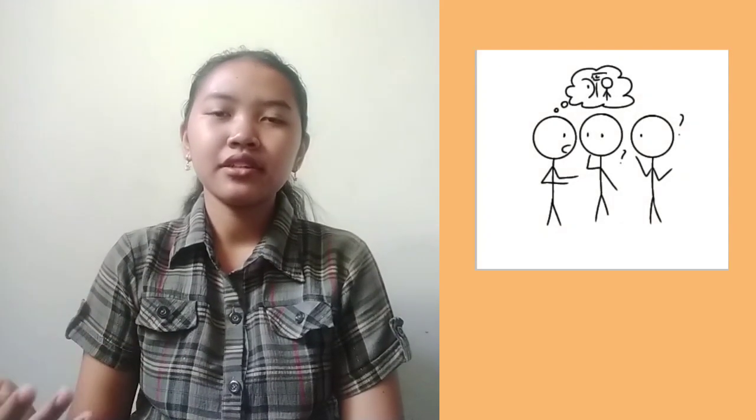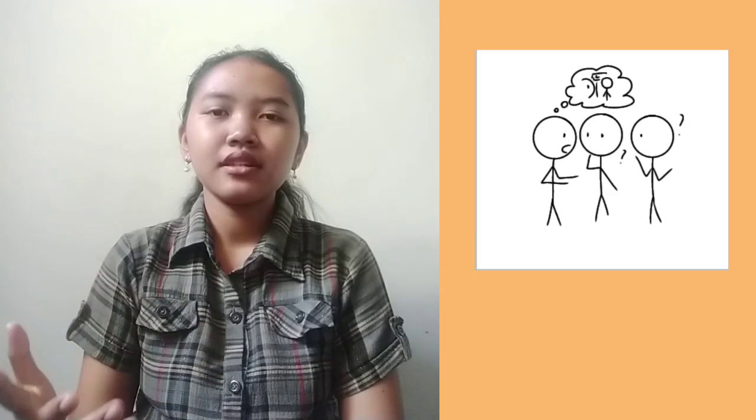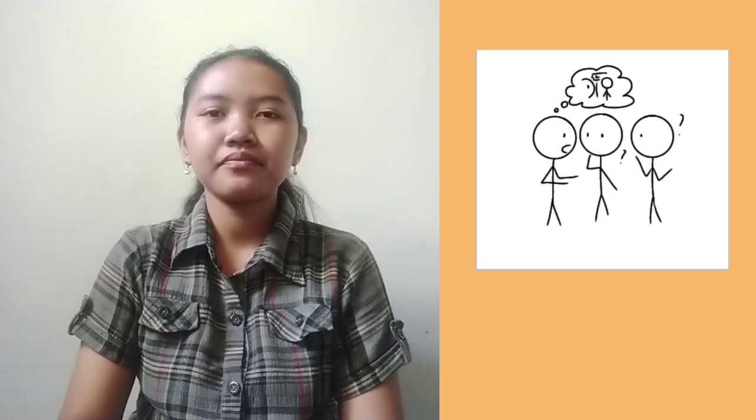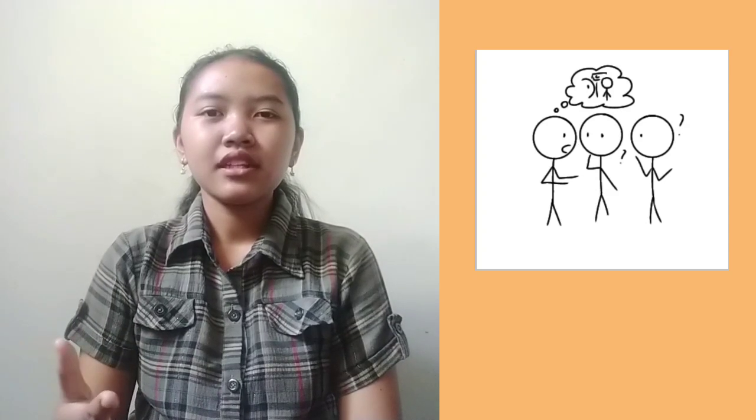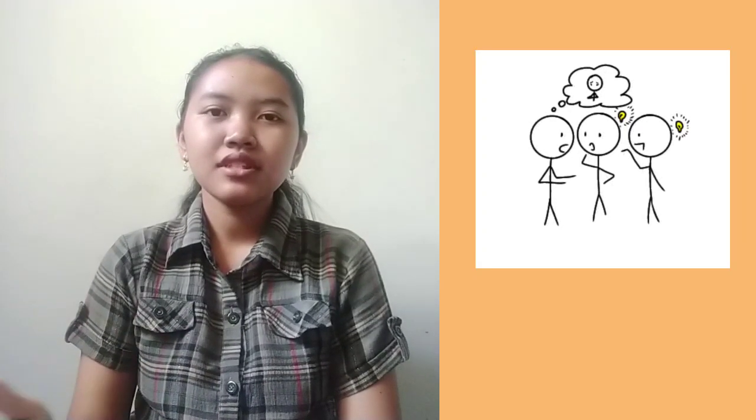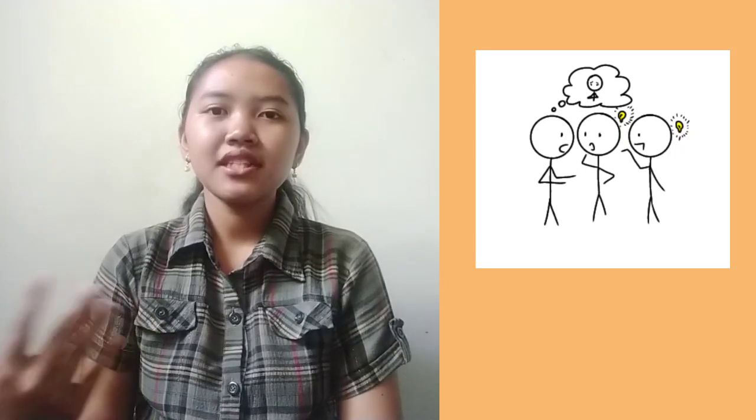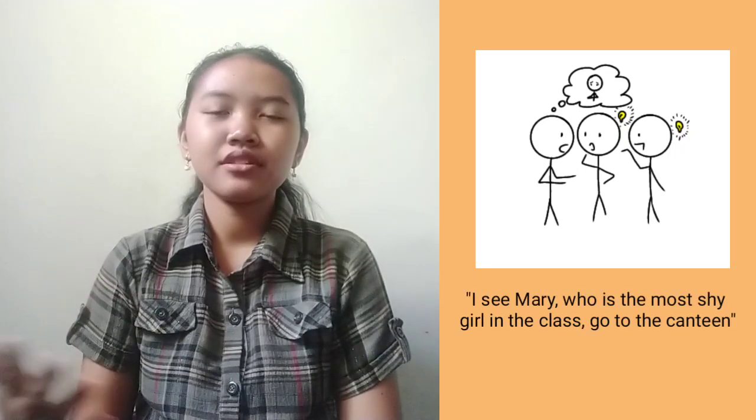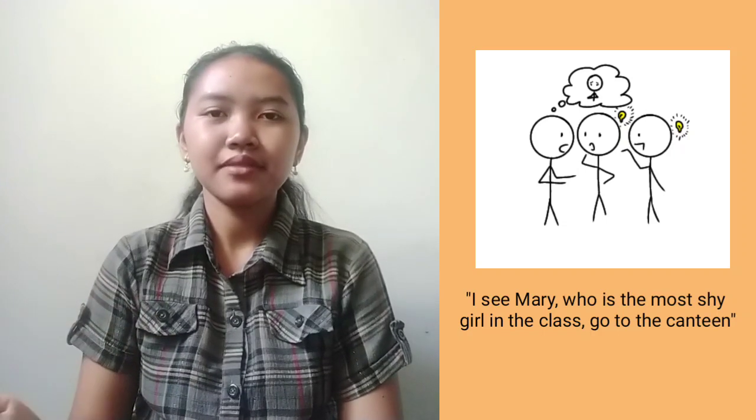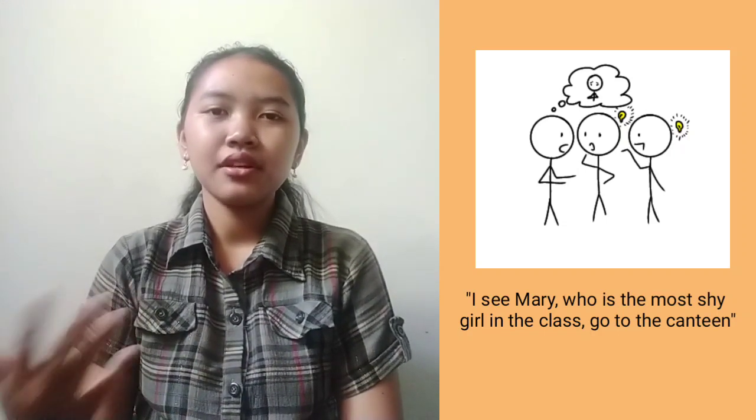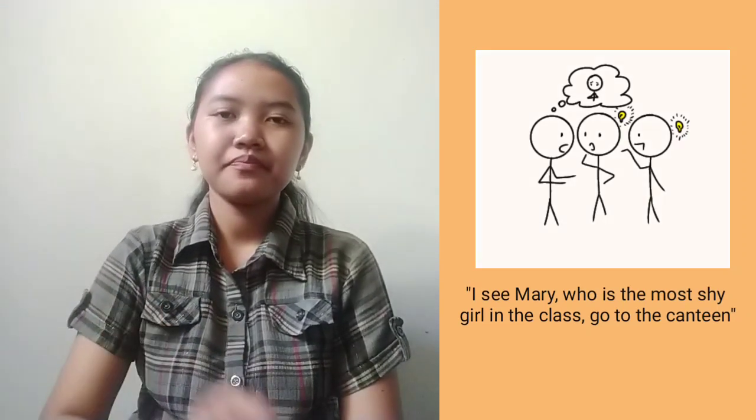When you are talking with your friends about someone or something that your friends don't know, you will explain the characteristic of it which is known by your friends. For example, you want to talk about Mary going to the canteen, but your friends don't know which Mary you are talking about. You know, it is the Mary that's known as the most shy girl in the class. So you can say, I see Mary, who is the most shy girl in the class, go to the canteen. So your friends will know which Mary you are talking about.